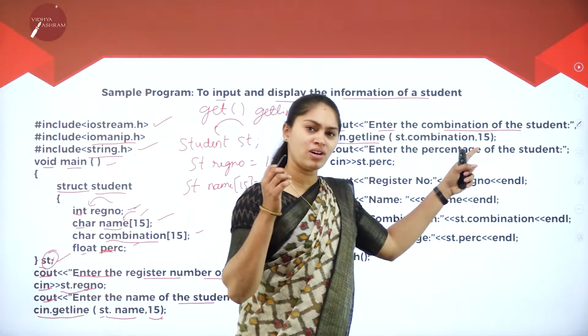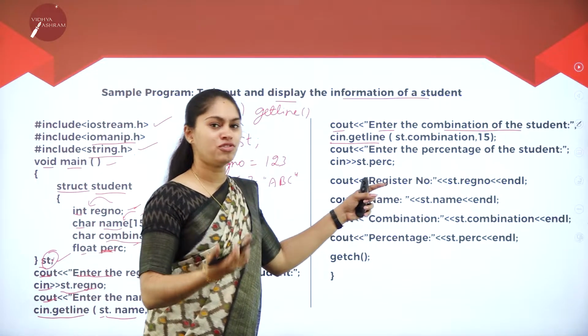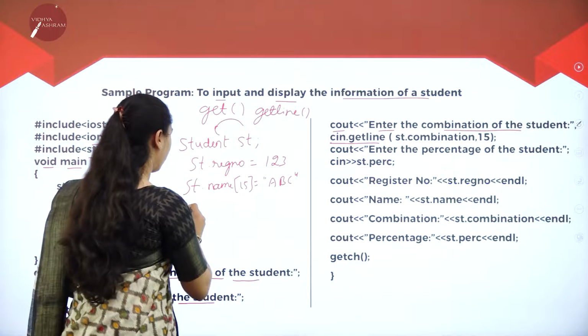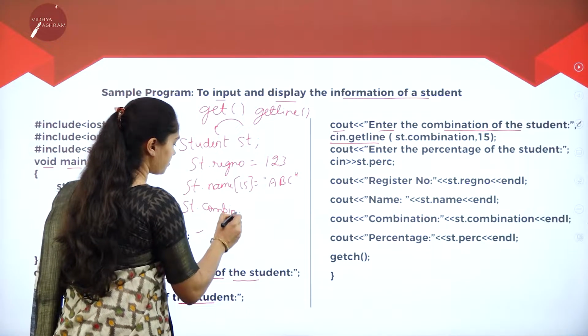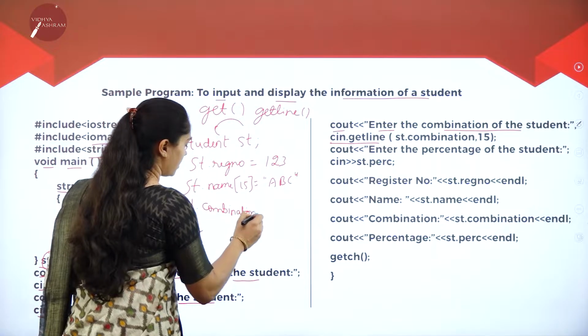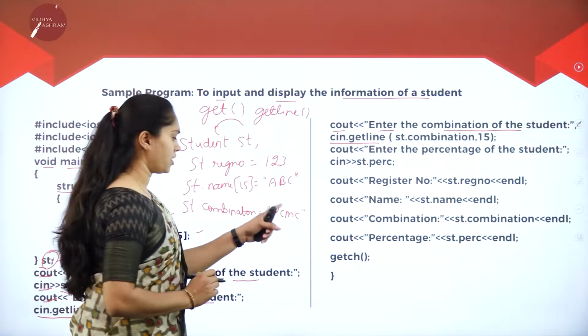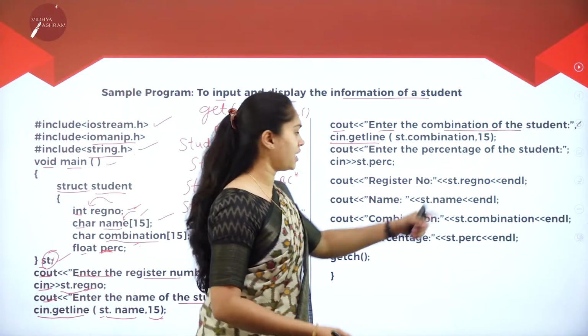That doesn't mean that you have to take all the 15 characters. It is just up to 15 characters that you can take. So st.combination, I will write it as, let me take that as PCMC. Okay, so here it is holding only 4 characters, but it has the ability to hold up to 15 characters.